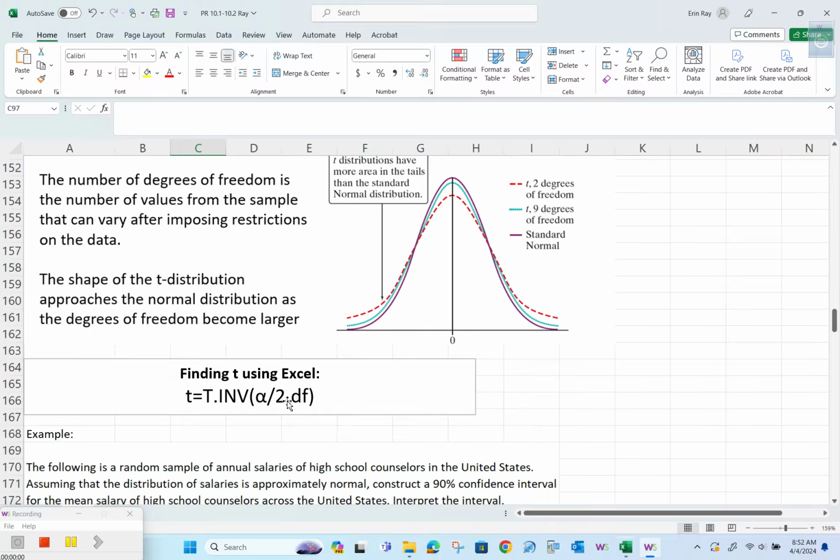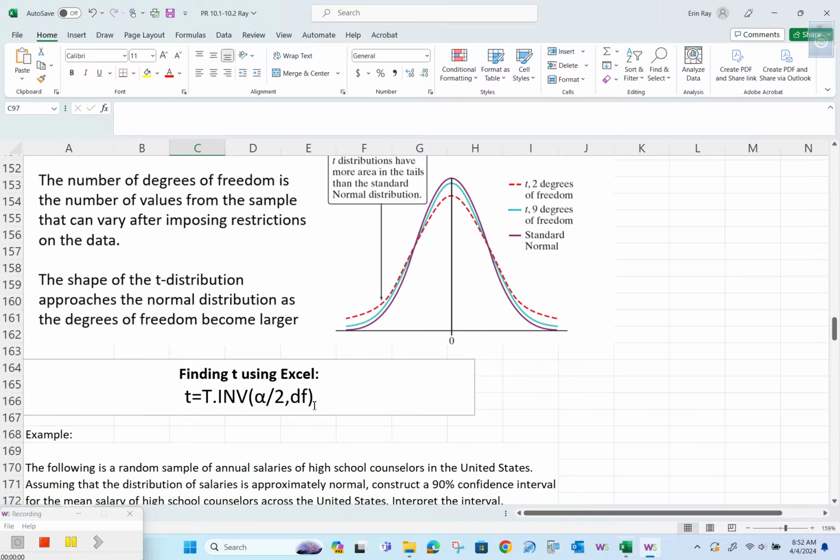Okay, so with that, just like when we're finding the z-score, we're still going to have alpha over 2, but we have to set this second argument of the n minus 1, and it says n minus 1 on your formula sheet. Just like with the z-score, we're using a dot inverse. We just don't have to have that norm.s. S goes with z, t goes with t.